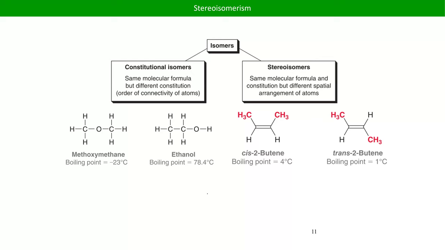Constitutional isomers means we have the same molecular formula; isomer always means the same molecular formula. A constitutional isomer means we actually have different bonds. So here we have two carbon-oxygen bonds, while in ethanol we only have one carbon-oxygen bond. Those are constitutional isomers because we actually have different functional groups, different connectivity.